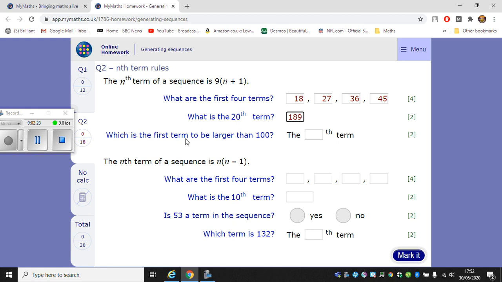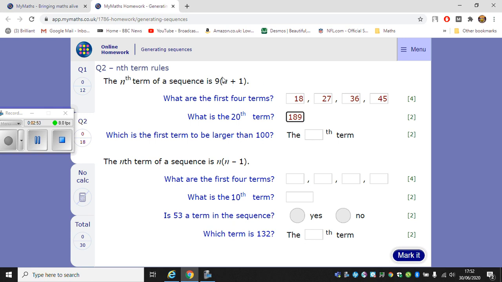Okay, what is the first term to be larger than 100? So this time we're working backwards in a way. We have to think of what position number will give us an answer that is bigger than 100. Well, there are quite a few that give us something bigger than 100. We want the first term that will give us an answer bigger than 100. In other words, what is the smallest number I can replace n with? The smallest position number that gives us an answer bigger than 100.